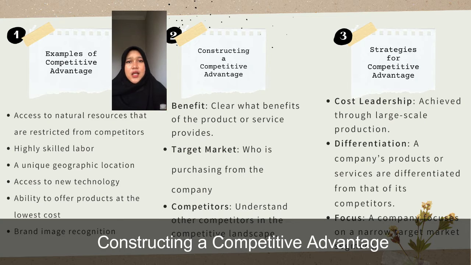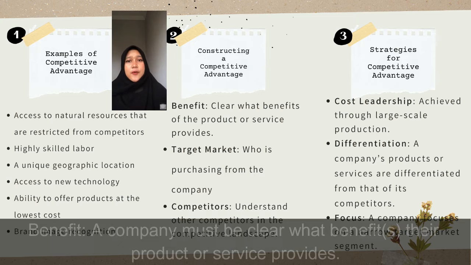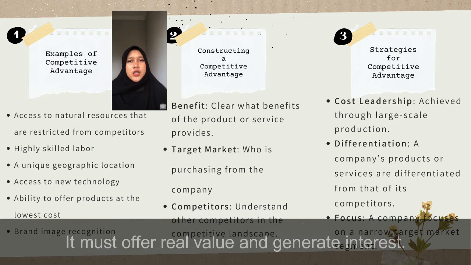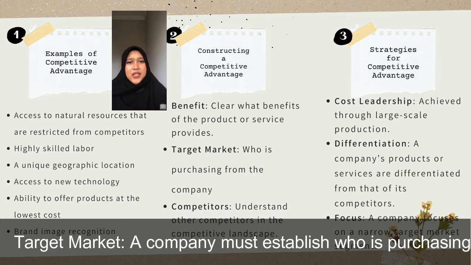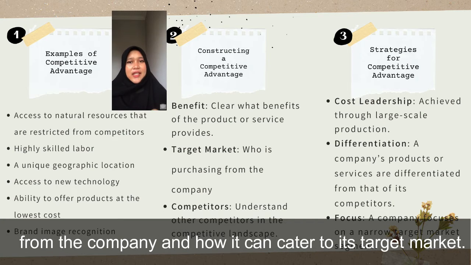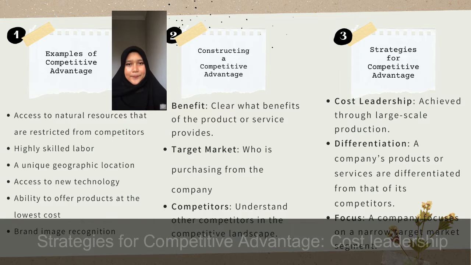Second is construction of competitive advantages. Before a competitive advantage can be established, it is important to know the first benefit. A company must be clear what benefit its product or services provide. It must offer real value and generate interest. Target market. A company must establish who is purchasing from the company and how it can cater to its target market. Lastly, the competitors. It is important for a company to understand other competitors in the competitive landscape.